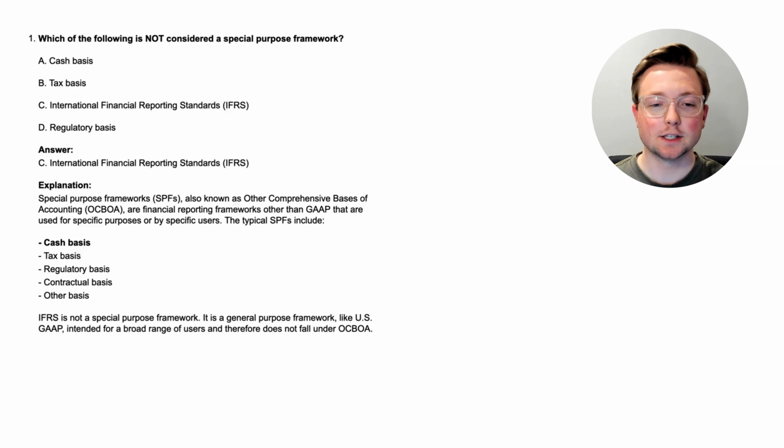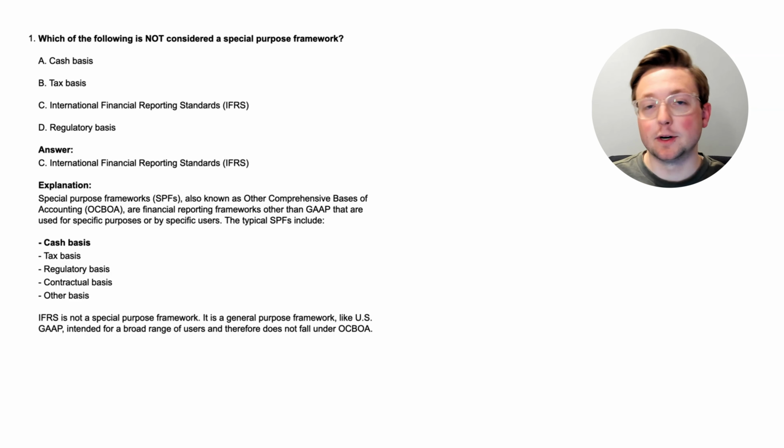Okay, here we are at the answer. C, International Financial Reporting Standards, or IFRS. That is not a special purpose framework. So let's dive into this. Special purpose frameworks, or SPFs, also known as Other Comprehensive Basis of Accounting, or OCBOA, you've probably heard that before, are financial reporting frameworks other than GAAP that are used for specific purposes or by specific users. The typical SPFs include cash basis, tax basis, regulatory basis, contractual basis, and there is other basis. There might be some other ones that aren't mentioned specifically here, but the big ones are cash basis, tax basis, regulatory basis, and contractual basis.